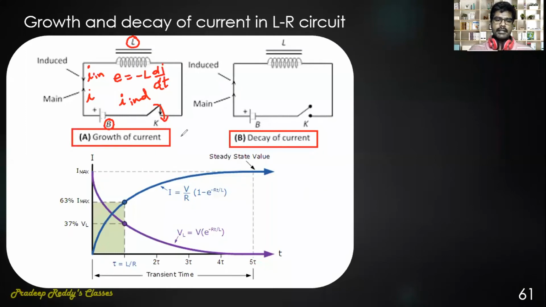So whenever we are discussing growth of current in the circuit, we can use Kirchhoff's law and write it as: the total battery is providing some EMF E, and that should be equal to L into di by dt. The total voltage which you are providing will be dropped across this inductor. So the total EMF which is given will be dropped across this inductor.